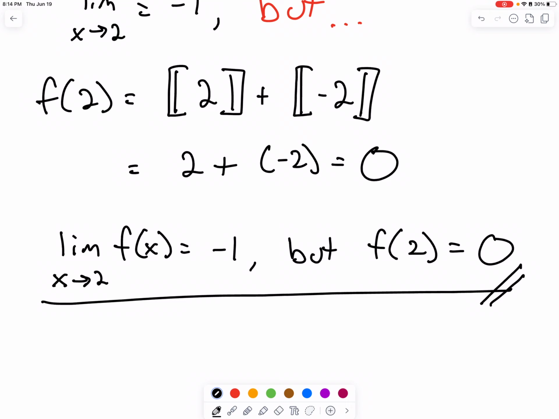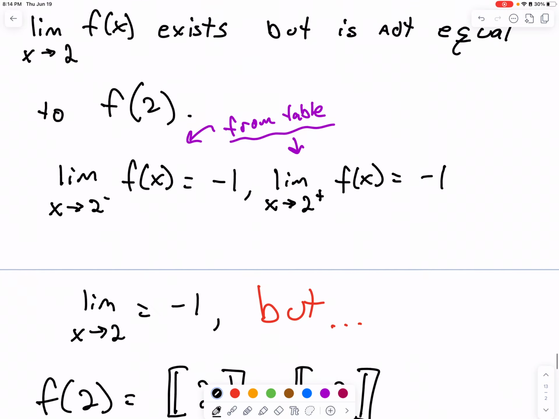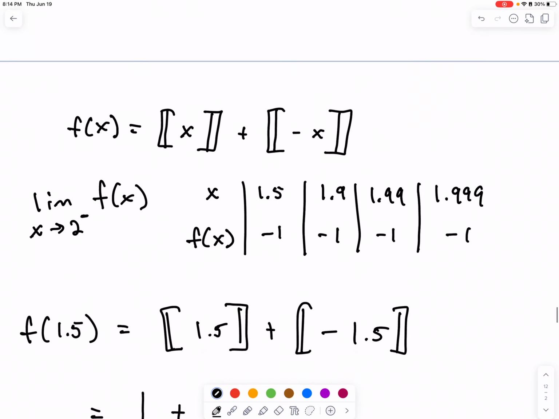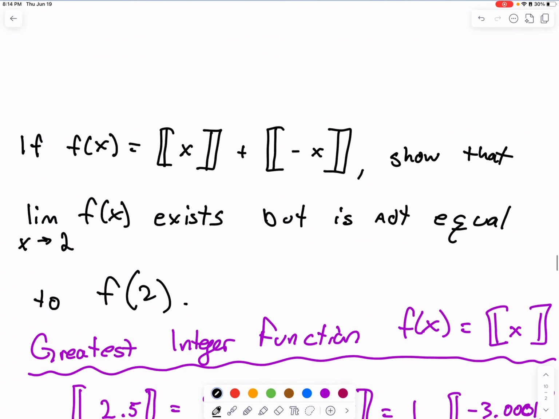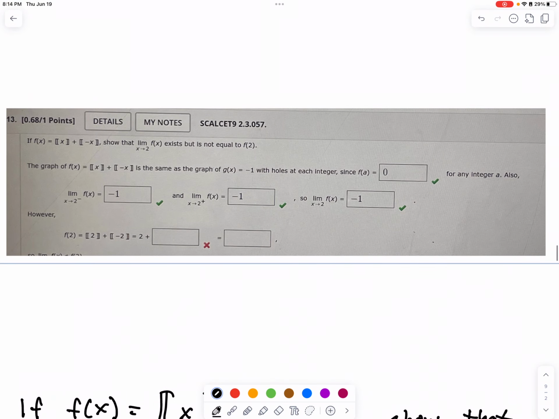I think there might be some. Let me kind of glance at that photo real quick. Right here. So given this function, show that the limit exists, but it's not equal to f of 2. So the graph of this function is the same as the graph of g of x equals -1, which is essentially what we got. Everything, like all the decimals and fractions, essentially it collapsed to -1.